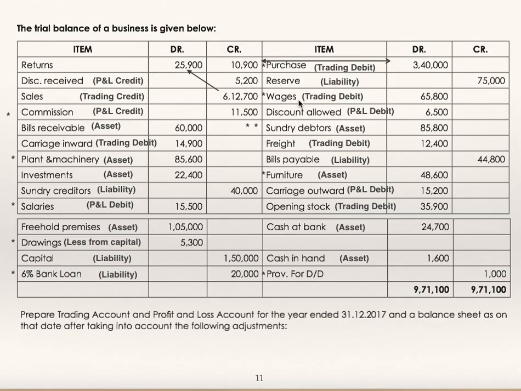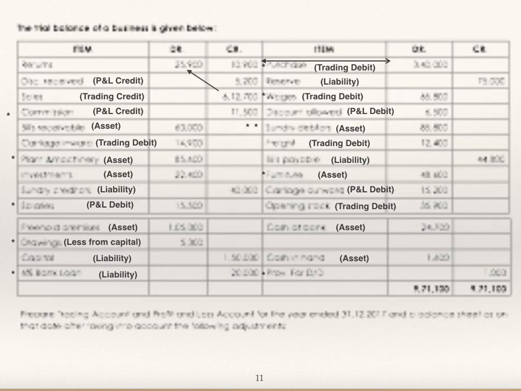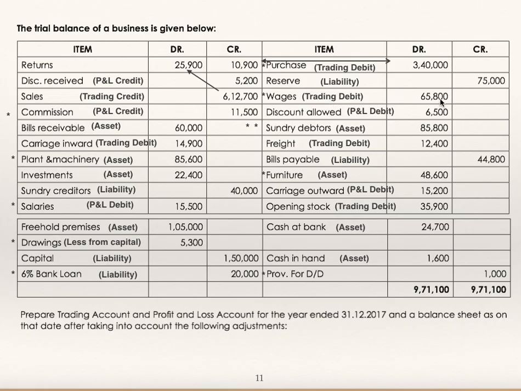Wages, trading account debit, to wages, it has got adjustment. We'll see what is the adjustment. Outstanding wages 9,800, it is to be added to wages. Wages in the inner column plus outstanding, take total in the outer column and outstanding wages on the liability side of the balance sheet. Discount allowed, no adjustment, directly profit and loss account debit side, outer column.